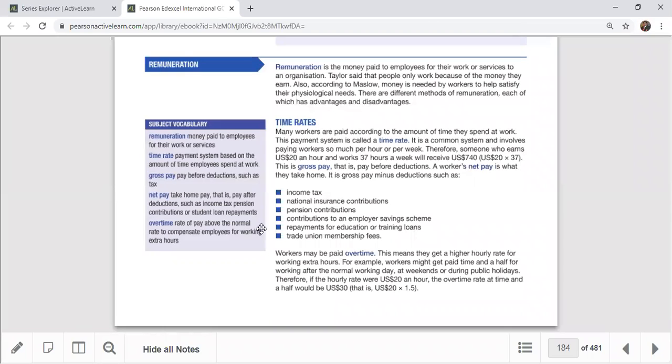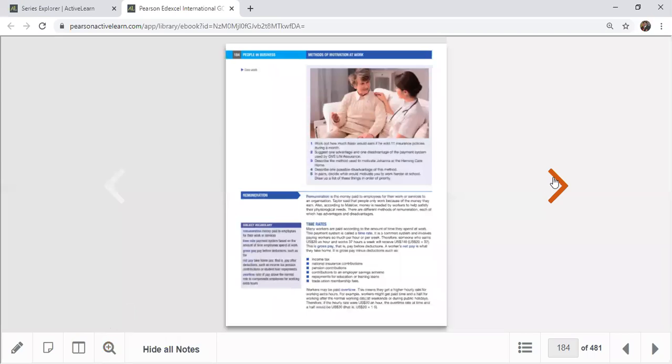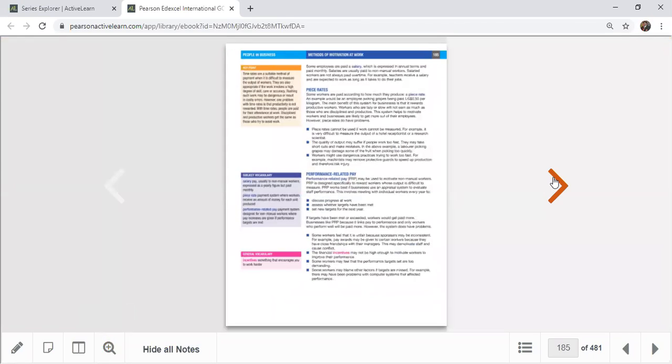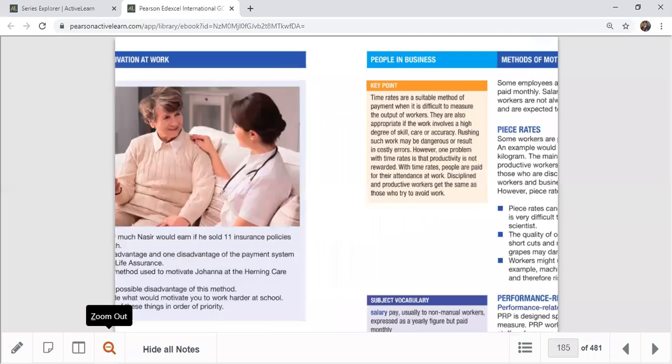Workers may also work overtime. Overtime means a higher labor rate for working extra hours. Workers might get paid time and a half for working hours after the normal working day, at weekends, or during public holidays. The normal rate and the overtime rate are two different things. During normal pay, they get an average payment, like $50 per hour. For example, if your normal working hours end at 5 o'clock, after 5 o'clock you are entitled to overtime. If you work on Saturdays and Sundays, sometimes that is also counted as overtime by the organization.